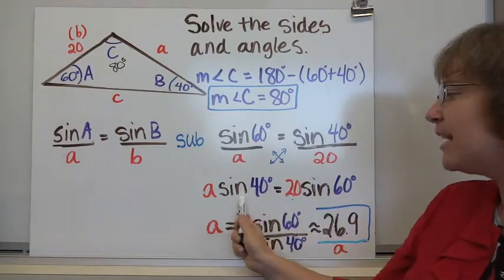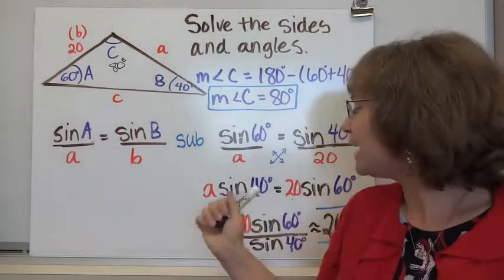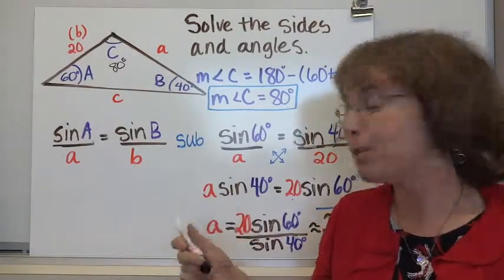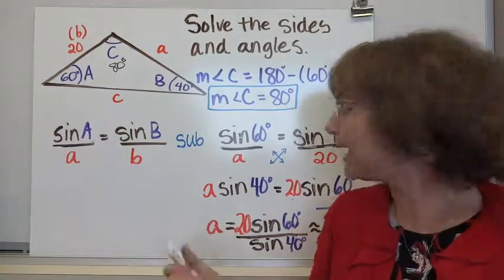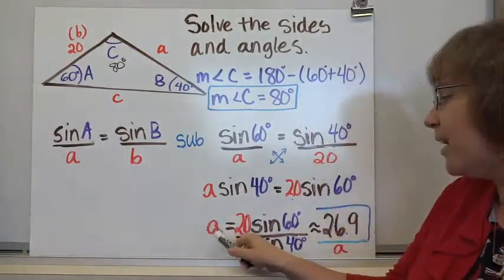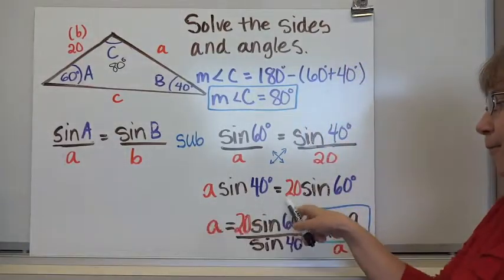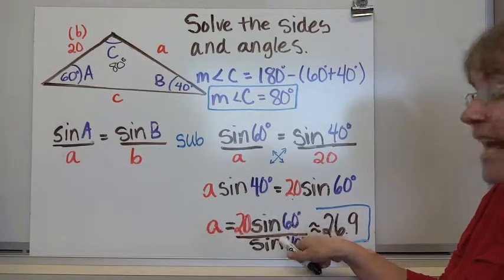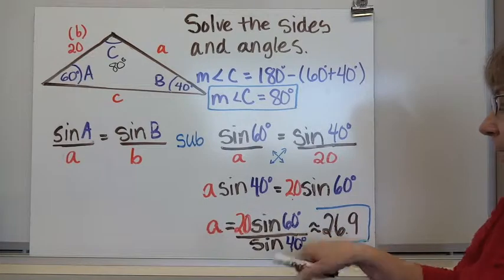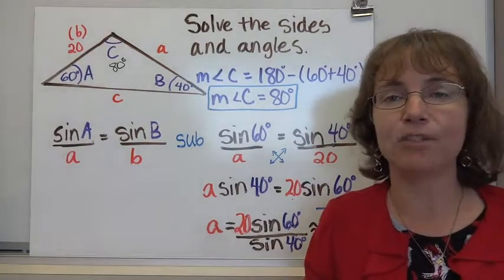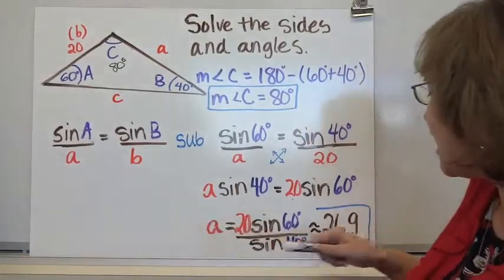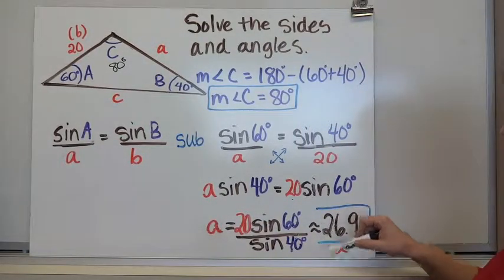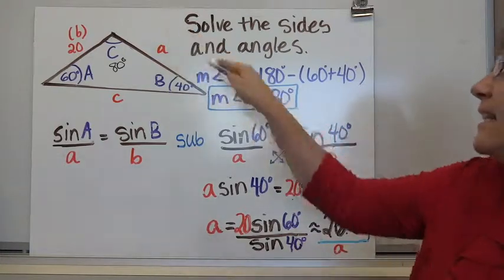Now, sine of 40 is just a number, and I could do that number right now, but I like to do it all at the end. So I'm just going to divide both sides by the sine of 40, and I'm going to be able to solve for my A. So A is equal to, so divide this side by sine of 40, divide this side by sine of 40. A is equal to 20 sine of 60 divided by sine of 40. Now I can go ahead and plug that in on my calculator. And when I do, I get 26.9. I rounded this to the nearest tenth. That's why I have little wavy lines as my A, as my side length A.